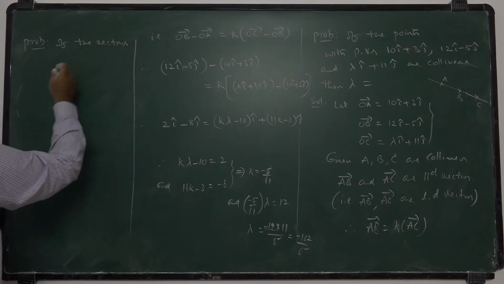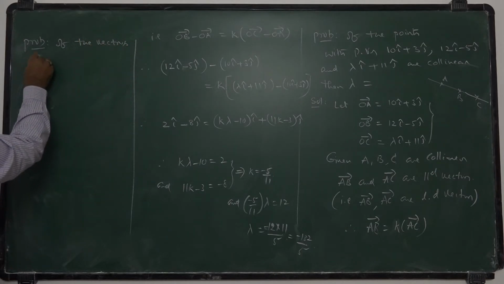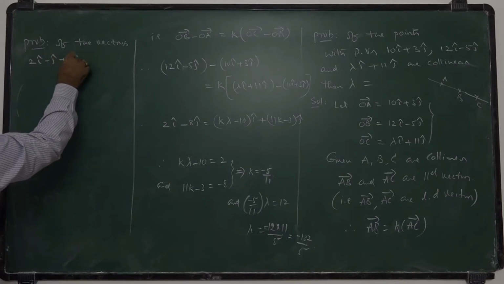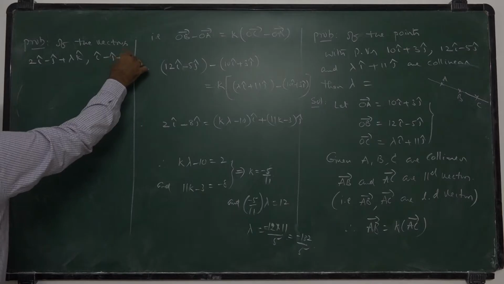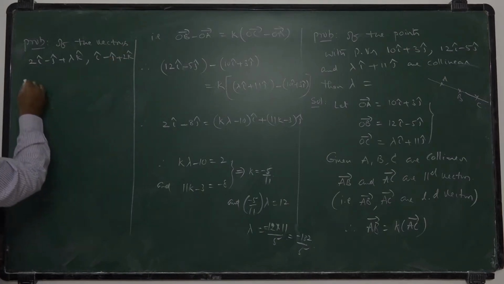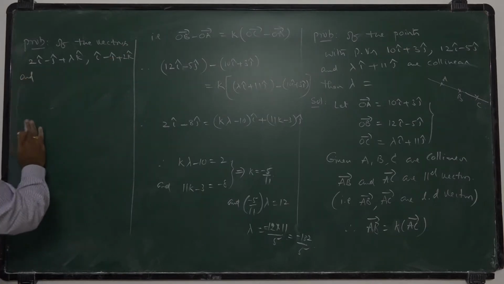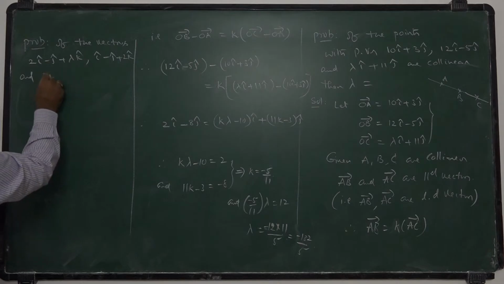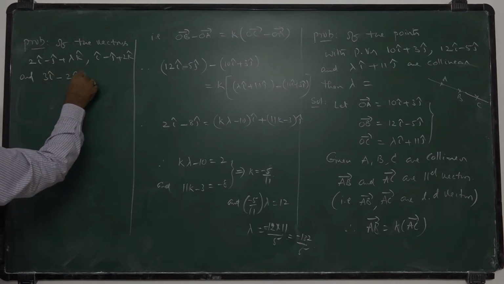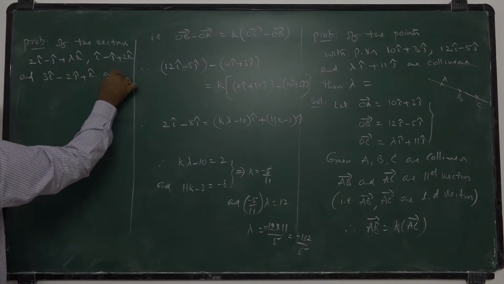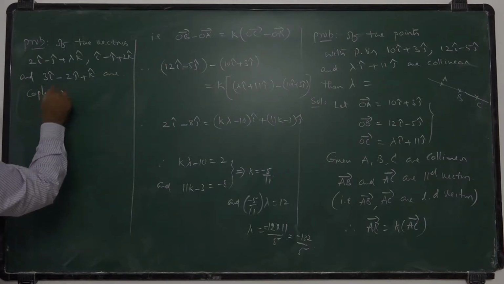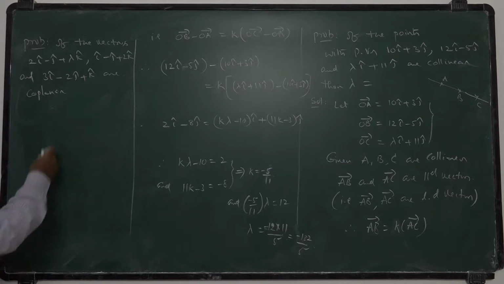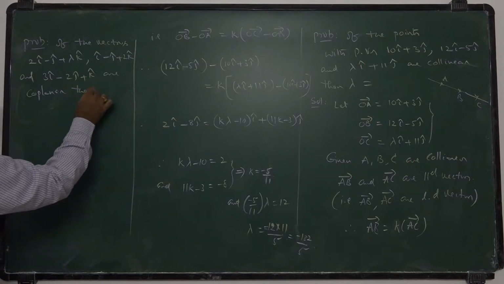If the vectors 2i minus j plus lambda k, i minus j plus 2k, and 3i minus 2j plus k are coplanar, lies in a same plane. Coplanar means lies in a same plane. Then the value of lambda.